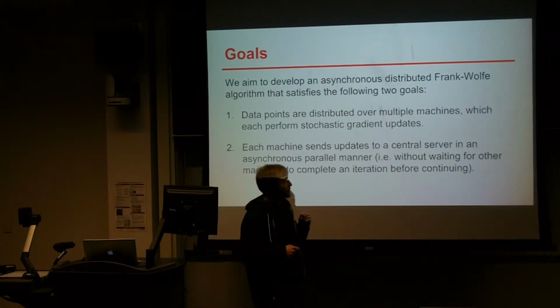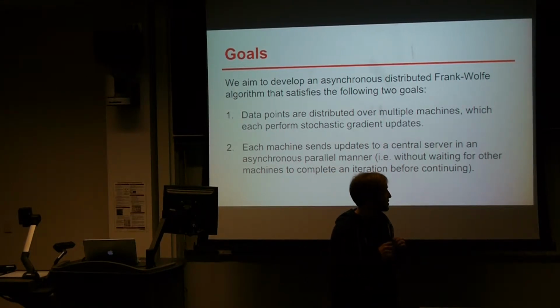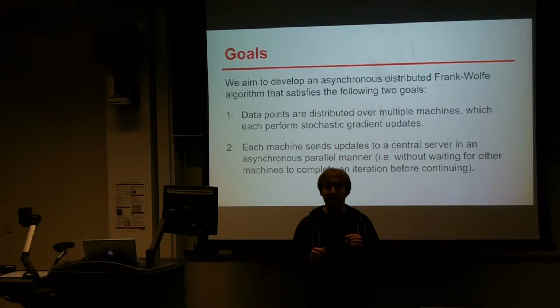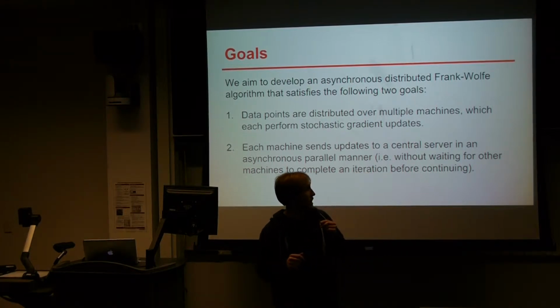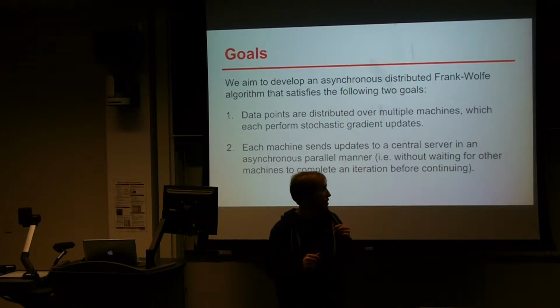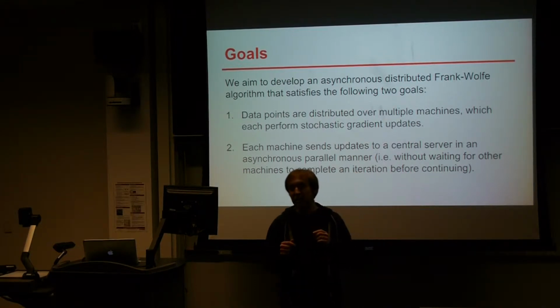So in this project, we have two main goals when we develop this asynchronous distributed mini-batch Frank-Wolfe algorithm. The first goal is that we want data points to be distributed over multiple machines, where each machine performs stochastic gradient updates. That's the mini-batch part. And second, we want each machine to send updates to a central server in an asynchronous parallel manner, i.e., where we don't wait for other machines to complete iterations before continuing.